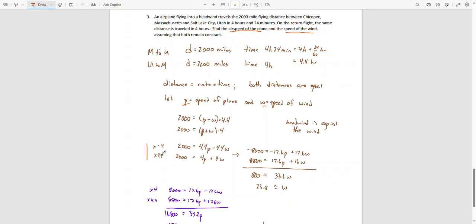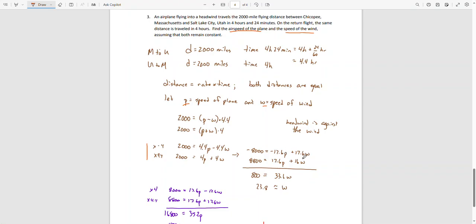Second one, 2,000 times 4.4, 4p times 4.4, and 4w times 4.4 give us our equations over here. Woo! So I multiplied by a negative, so positive, positive, negative becomes negative, negative, positive. In the second equation, I multiplied through by a positive, so everything stayed positive. The negative 8,000 and a positive 8,800 add to give me 800. The p's are eliminated. That's exactly what I wanted.